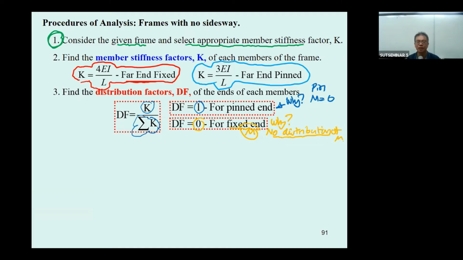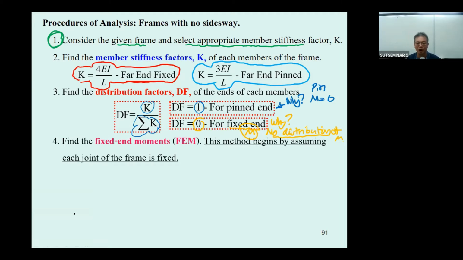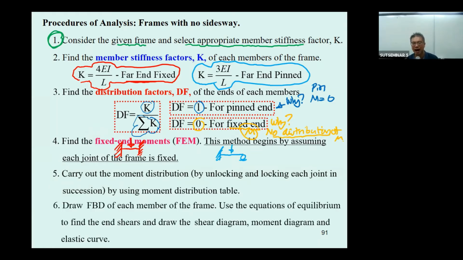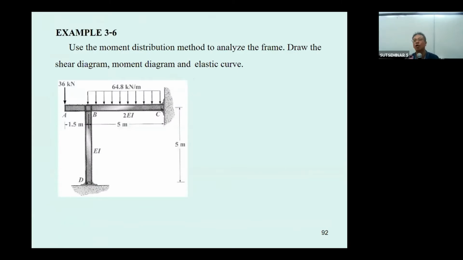Okay, and then coming to the fixed end moment, it depends on what kind of K you use. For the typical K, general K, you may use the fixed end moment like this. But for the 3EI over L, you must use this kind of fixed end moment. And then you may do the moment distribution as you have the skill for the beam. They are going to be the same. And then draw the free body diagram, draw the shear diagram, draw the moment diagram, and draw the elastic curve and so on. This is going to be very close to the beam.